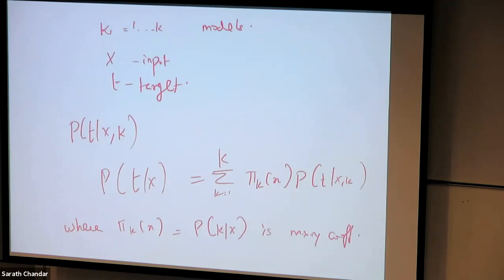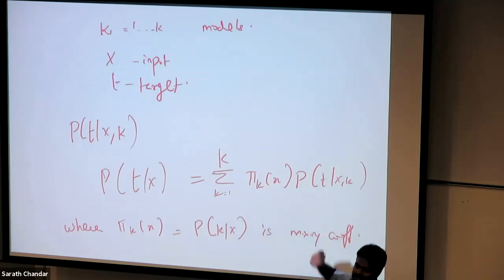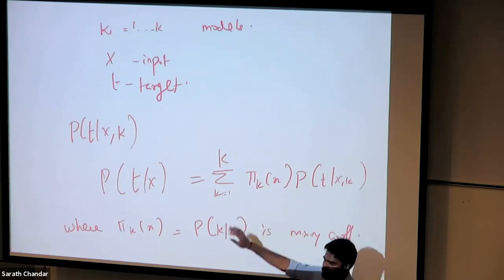Now I have k different classifiers. Now pi k of x tells me how important this classifier is to make the prediction, and then there is the prediction of the classifier. I take a weighted average of all these predictions. That is my final prediction.